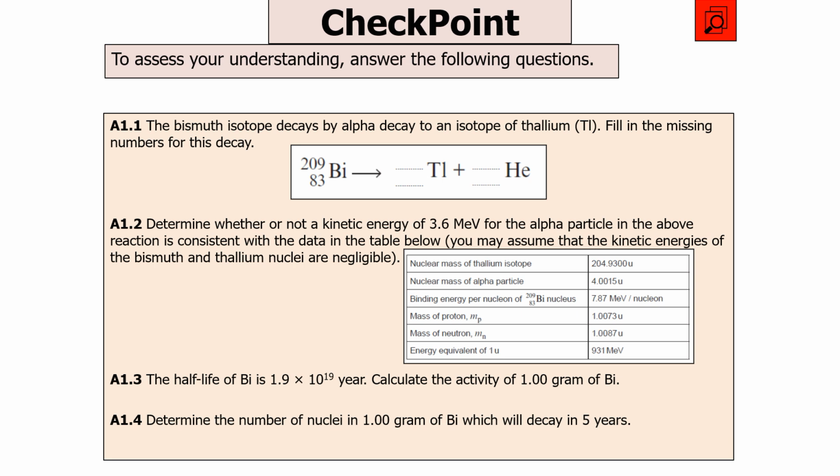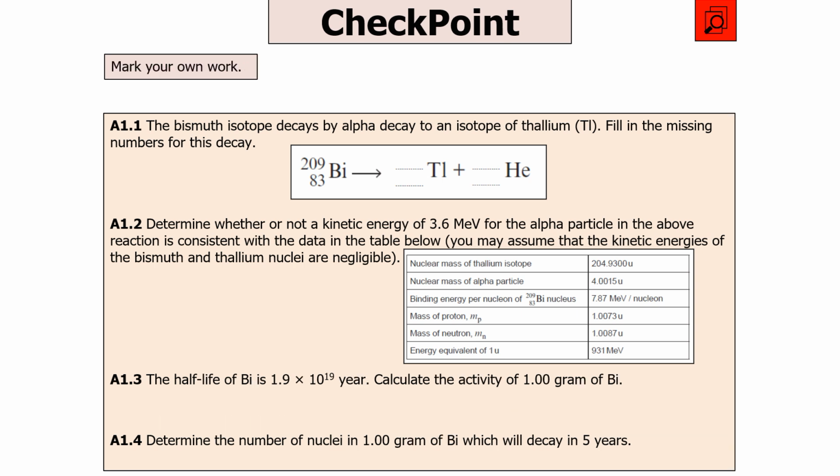The half-life of bismuth is 1.9 times 10 to the 19 years. Calculate the activity of 1 gram of bismuth. Then determine the number of nuclei in 1 gram of bismuth which will decay in 5 years. So pause the video now, then unpause the video when you want to go through your answer.